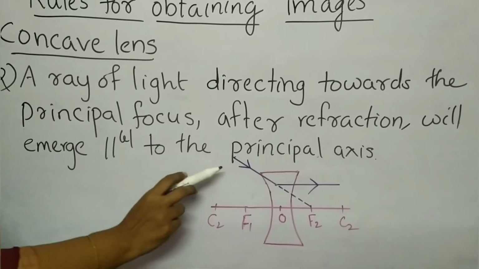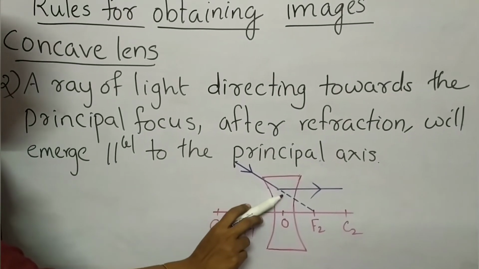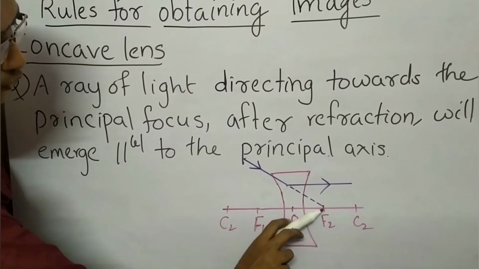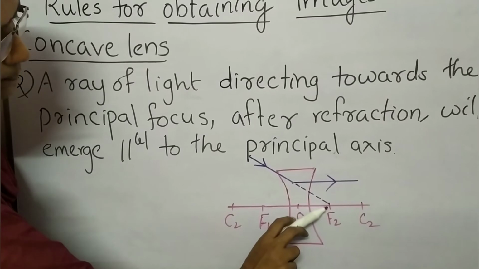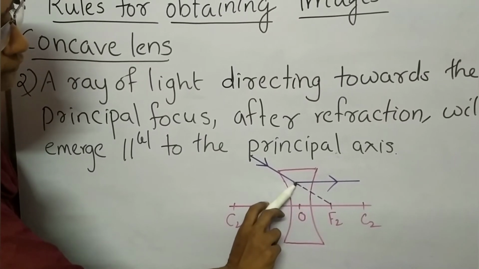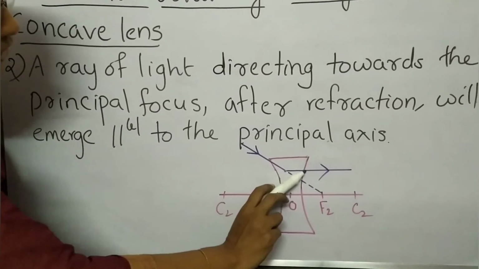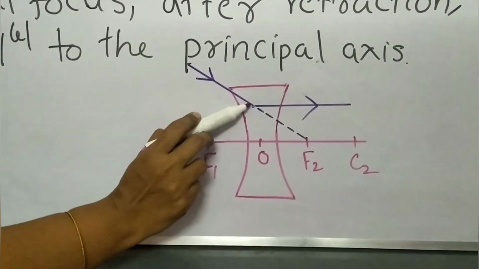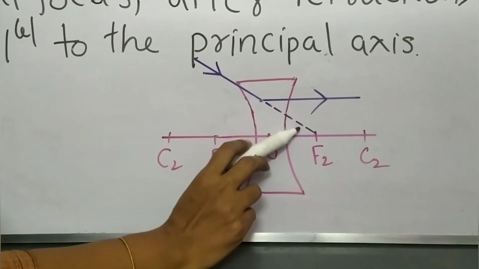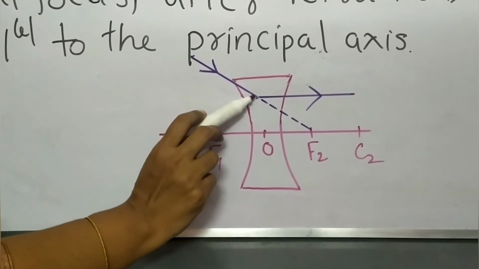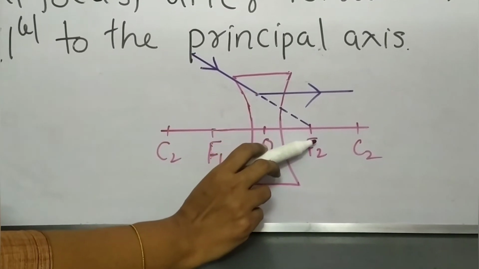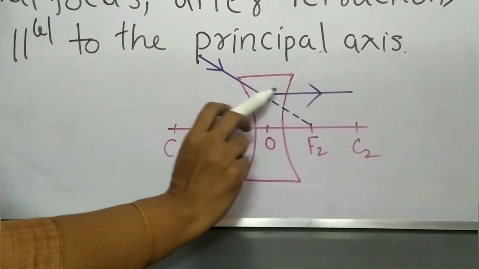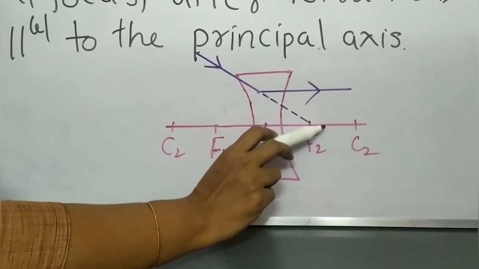So the second rule. Here you can see a ray of light that is not passing through F2, but directed towards F2, directed towards the principal focus. After refraction, you can see the ray will emerge parallel to the principal axis. Here this is the ray, and here you can see that dotted line. That means the ray is directed towards the principal focus. Then what will happen to that ray? Here the ray will refract. This is the refracted ray. The refracted ray will be parallel to the principal axis.